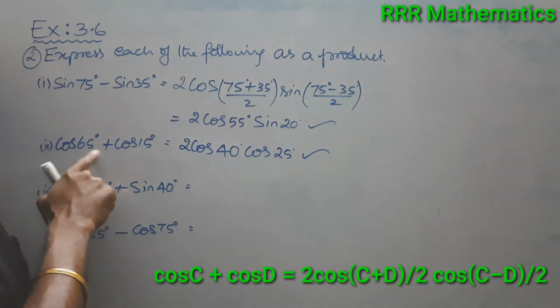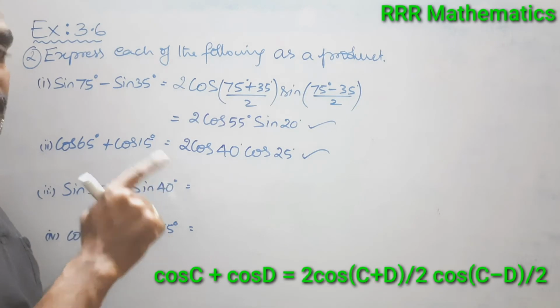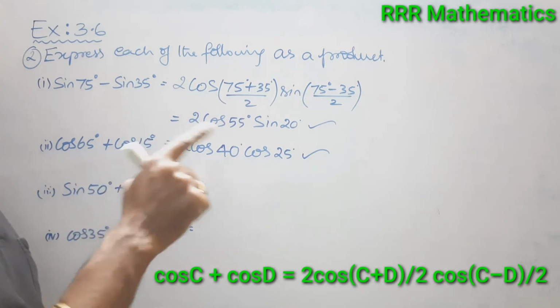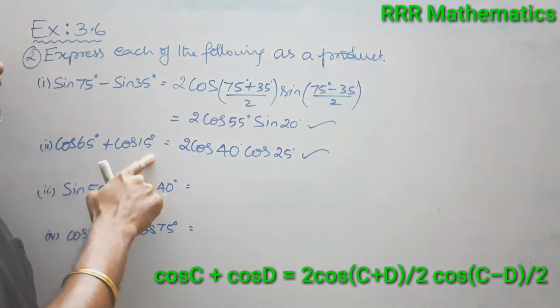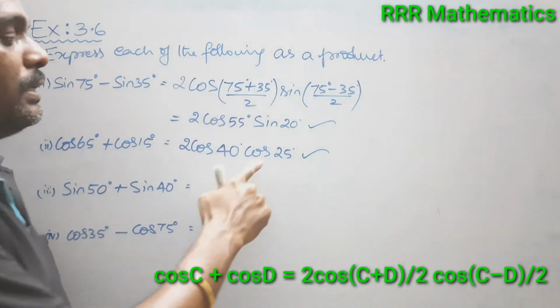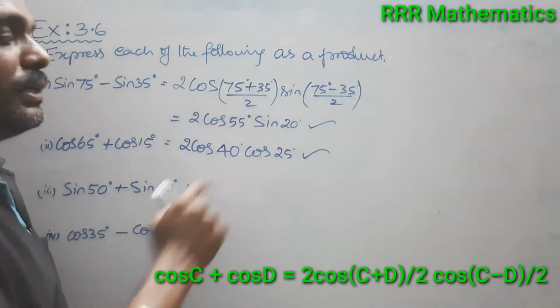This is the form of cos C plus cos D. What is cos C plus cos D? 2 cos (C plus D) by 2 into cos (C minus D) by 2. When you add these two, 80, 80 by 2 gives 40, into cos (C minus D) by 2. When you subtract, it gives 50, 50 by 2 gives 25.